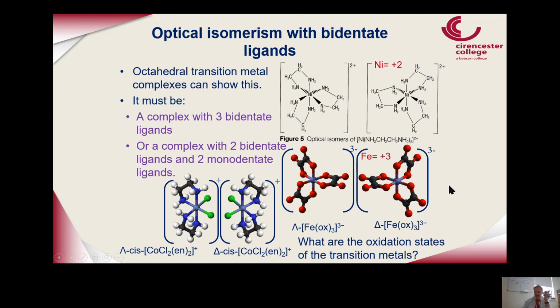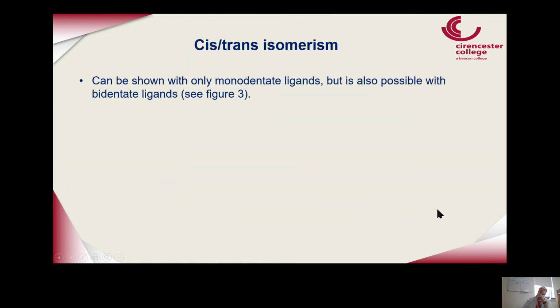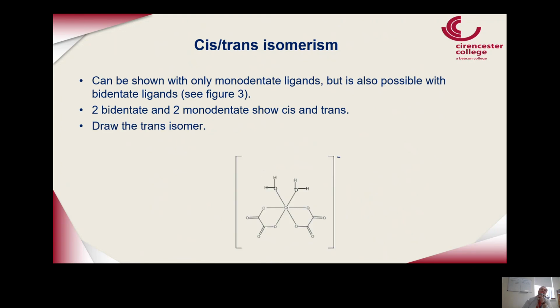And sometimes complexes can be used to stabilize the less common oxidation numbers of the metals. So remember, previously we looked at the oxidation numbers of the metals and showed the different ones they could have. So cis can be shown with only monodentate, but it's also possible with bidentate. 2 bidentate, 2 monodentate shows cis and trans, so I just showed you that. So that is the cis one. The trans one, how would you do the trans one? Well, you need to put the OH over here and switch that over to there. So this binds around that way, like I showed you with the previous molecule.